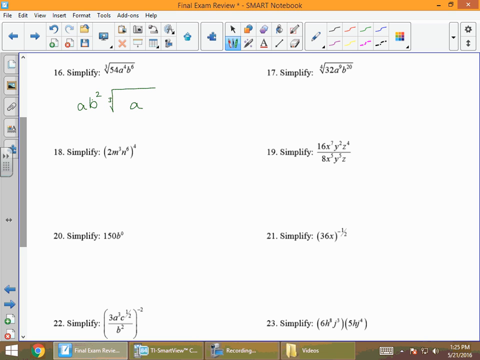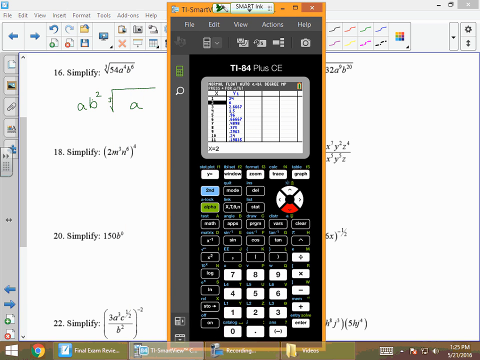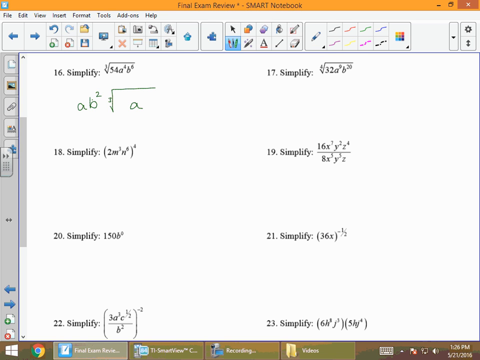The next thing is 54. I have to do the cube root of it. So y equals 54 divided by x cubed, because I want the cube root. In the table, you'll see 1 cube root of 54, 3 cube root of 2, and then I'm down to decimals less than 1. So I want 3 outside and 2 inside. So that final answer is 3ab squared, the cube root of 2a.